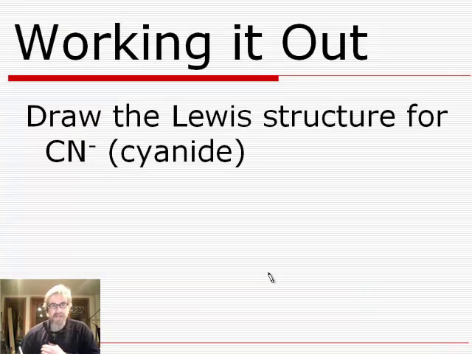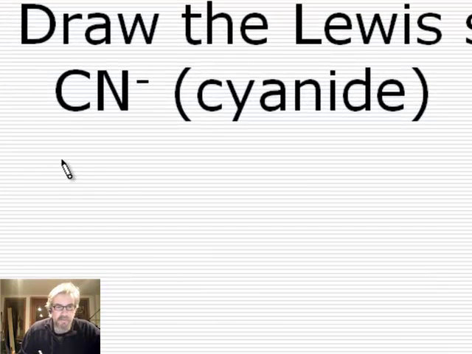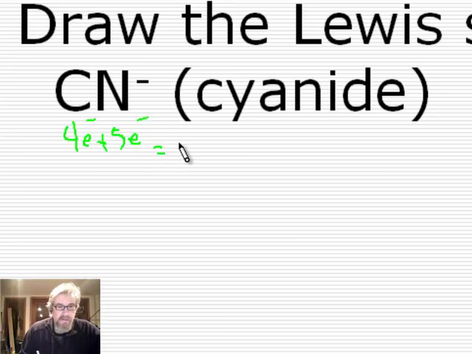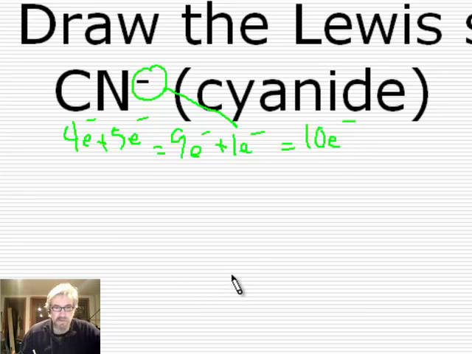Draw the Lewis structure for cyanide, CN 1-. Here's your answer. Carbon gives you 4 valence electrons. Nitrogen gives you 5 valence electrons. 4 and 5 is 9 electrons. But this is a 1- ion, so because of that, I'm going to add an additional electron, and that means my structure needs 10 electrons in it. It's only 2 atoms, so my skeleton's pretty easy. C bonds to N, and then I'll fill my octets and count.